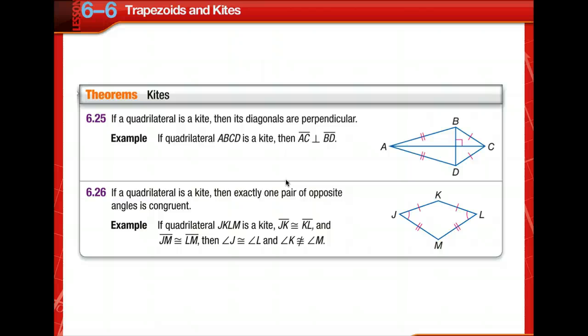Now let's look at kites. A kite is a quadrilateral with exactly 2 pairs of consecutive congruent sides. Unlike a parallelogram, the opposite sides of a kite are not congruent or parallel. Its diagonals are perpendicular, and exactly 1 pair of opposite angles is congruent.